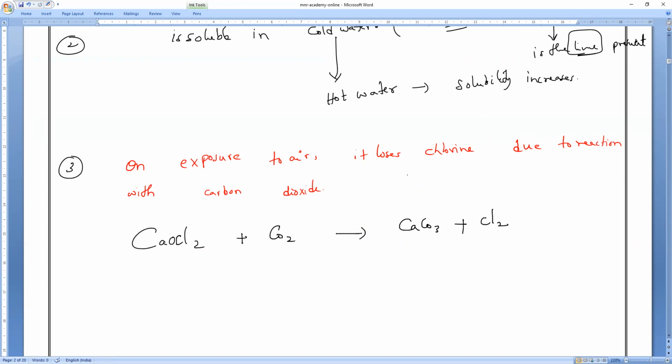Anybody having any doubt in this? You can ask. Clear, guys? Understood or not? From this, one more beautiful question you can form. Can anybody tell me what is the formation of calcium carbonate? In the third chapter, we studied it. Combination reactions, I think. Verify it and let me know.